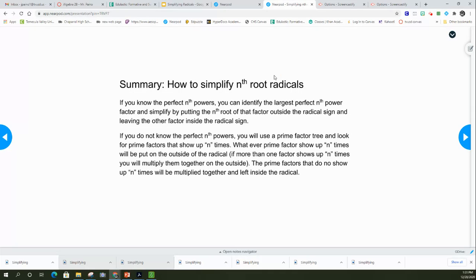The second strategy is if you don't know the perfect nth powers, you will use a prime factor tree and look for a prime factor that shows up n times. So again, if I'm looking for the fourth root, I need a prime factor that shows up 4 times. So the n times is what we're looking at, whatever the index number is. Whatever prime factor shows up n times will be put on the outside of the radical. Again, if more than one factor shows up n times, you will multiply them together on the outside. The prime factors that do not show up n times will be multiplied together and left inside the radical.